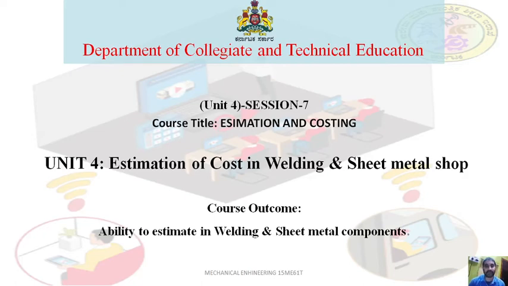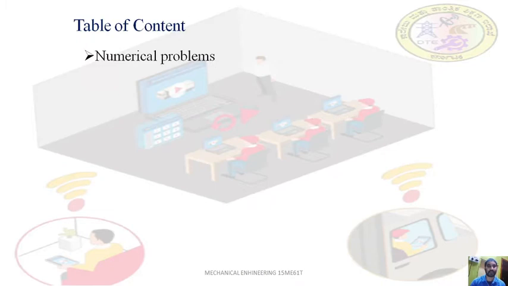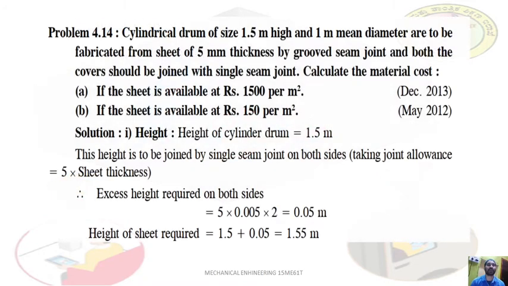Hello everyone and welcome to session 7 of unit 4, that is the estimation of cost in welding and sheet metal shop, that covers the course outcome: ability to estimate the welding and sheet metal components. Myself Muhammad Imran. In today's session we are discussing the numerical problems on estimation in sheet metal shop.